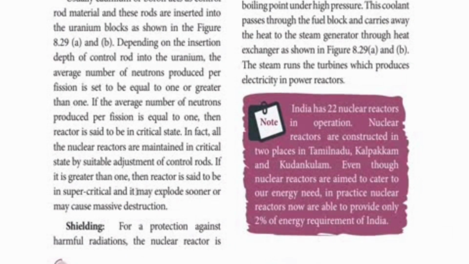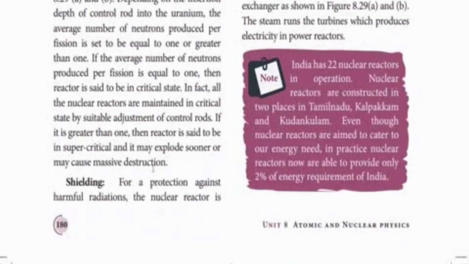Suppose that value is the critical value. Critical value means that the number of neutrons produced inside the reactor is equal to 1. Equal to 1 means it's critical. Suppose that value is more than 1, it will go into an uncontrolled chain reaction. Or if it is less than 1, the chain reaction stops. So using that, we can control the chain reaction.